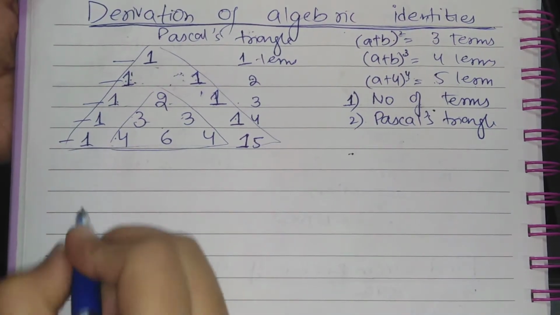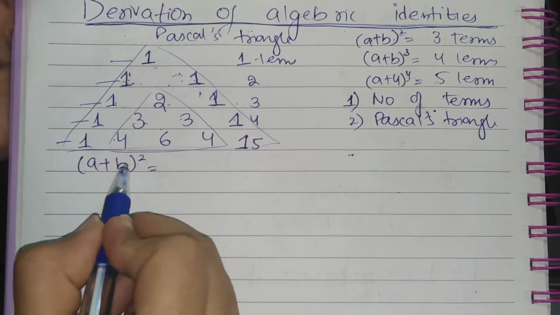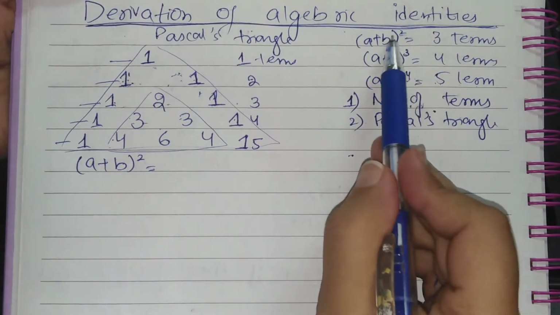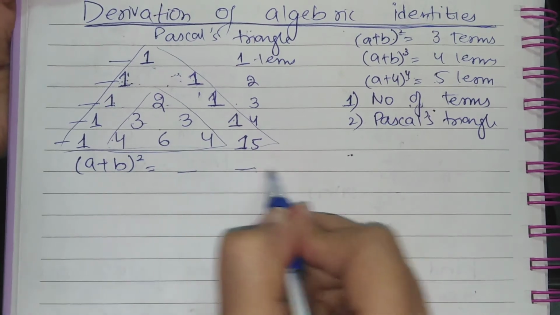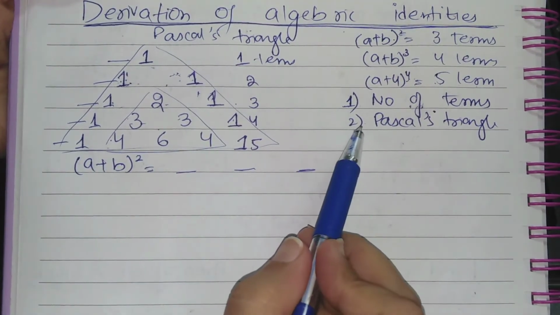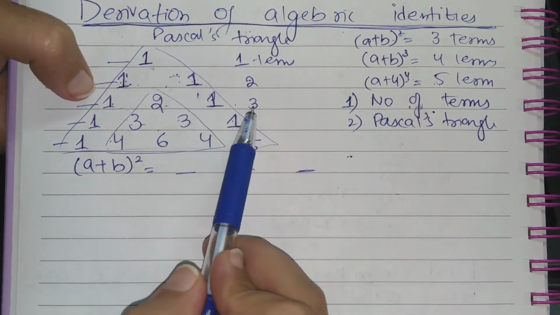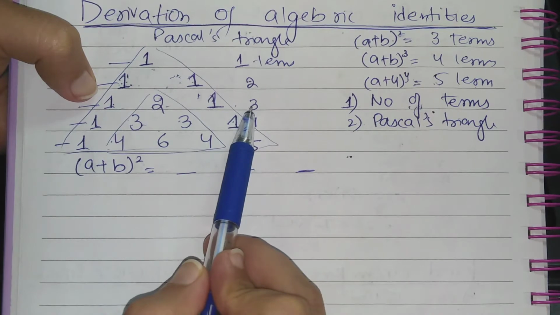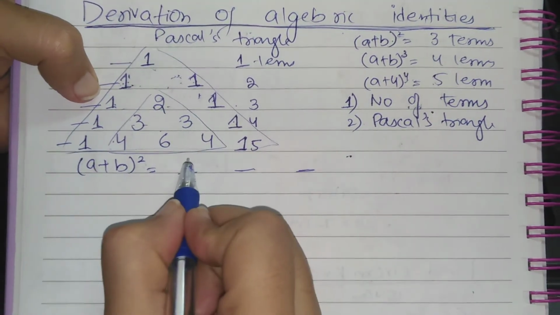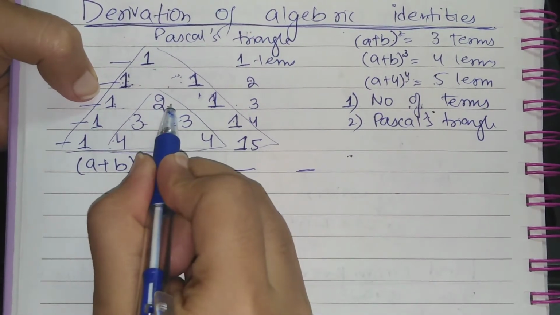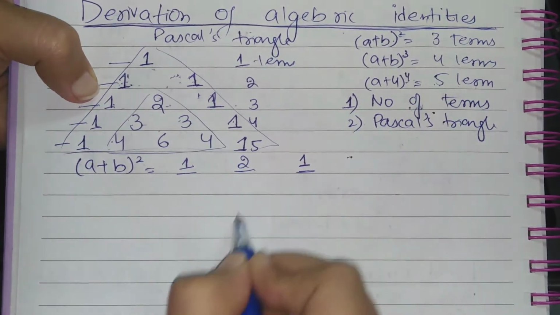Now how to derive a plus b whole square? Point 1, number of terms, there will always be 1 term greater than the power. So there will be 1, 2 and 3 terms. So check in the Pascal triangle in which row there are 3 terms. In the third row there are 3 terms. So write down the coefficients. The coefficients will come from the Pascal triangle: 1, 2 and 1. These are coefficients.